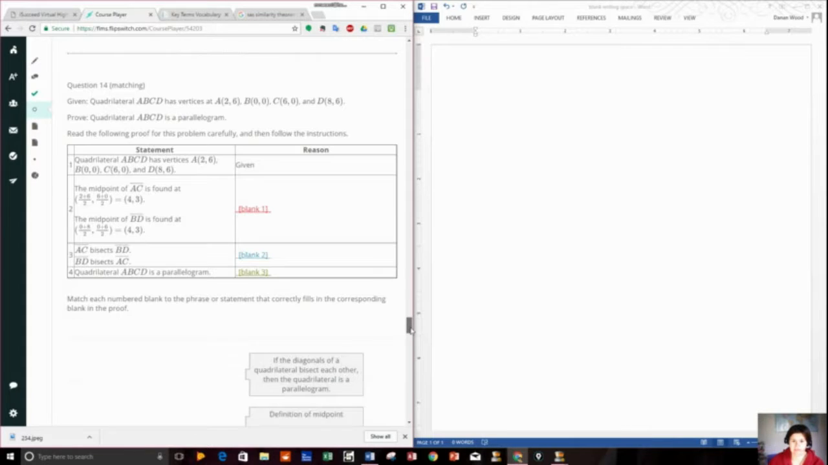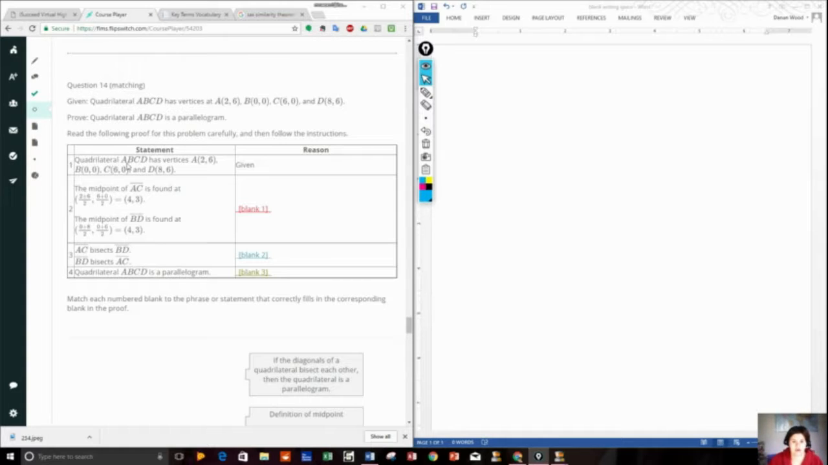Question 14, and go through our reasonings and answer those questions. So quadrilateral ABCD has vertices A (2, 6), B (0, 0), C (6, 0), and D (8, 6). Prove quadrilateral ABCD is a parallelogram. So read the following proof for this problem carefully and then follow the instructions.